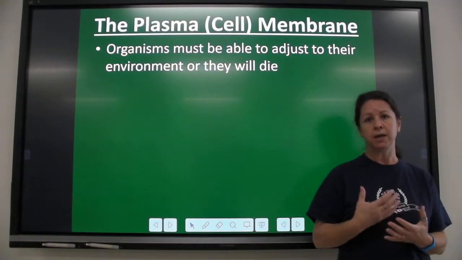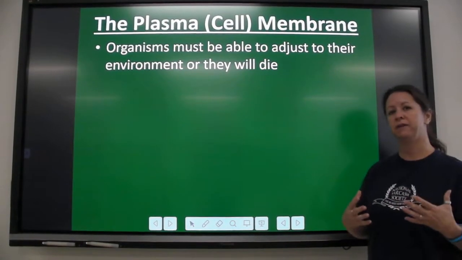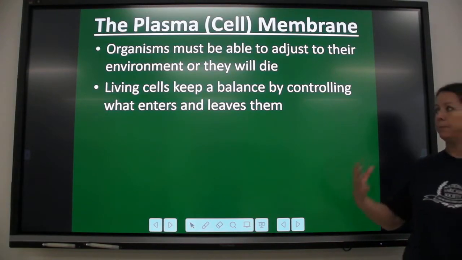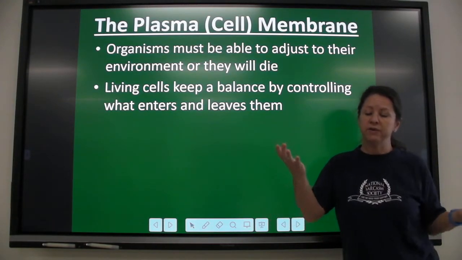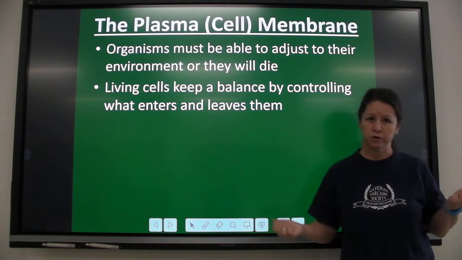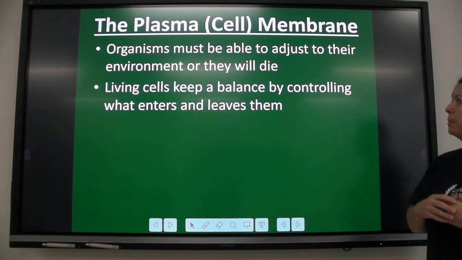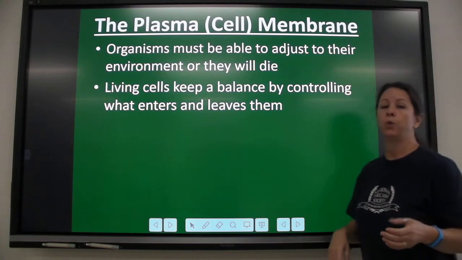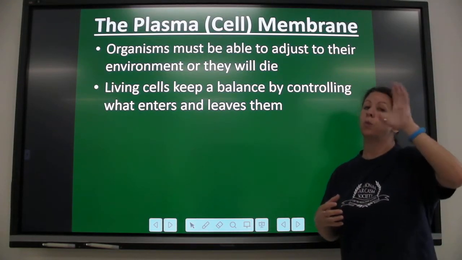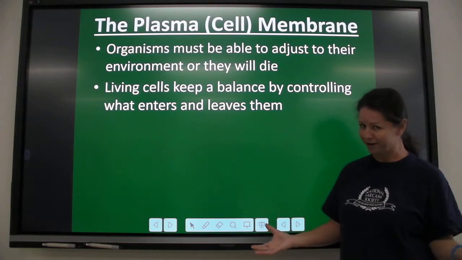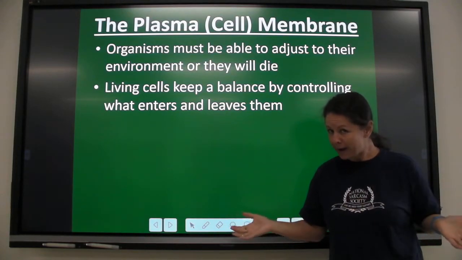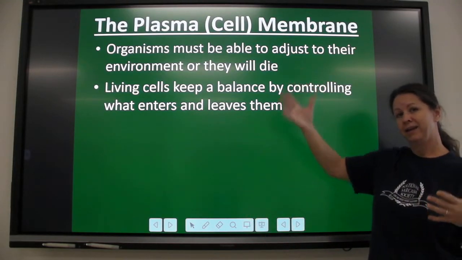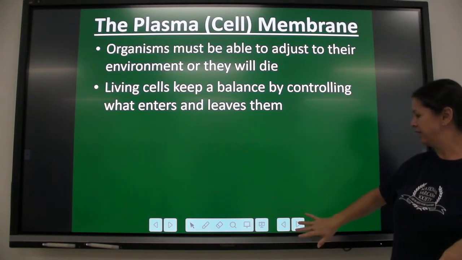So they must be able to adjust to their environment. You've got to stay in balance also. Now, living cells keep a balance, keeping everything right where it needs to be in order to work and stay alive. They keep a balance by controlling what enters and leaves them. Kind of like when you're really, really thirsty, you drink more water to get more water in. If you've had a lot of water, what do you do? You go to the bathroom more often to get water out. So you control what comes in and goes out, and cells do the same thing.